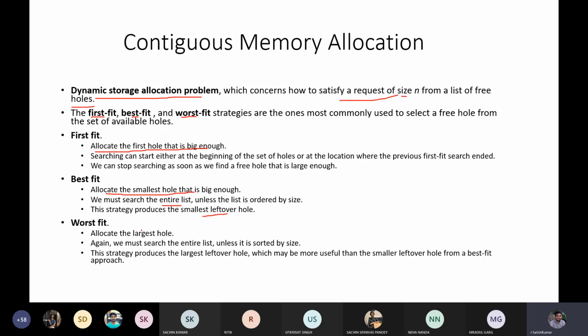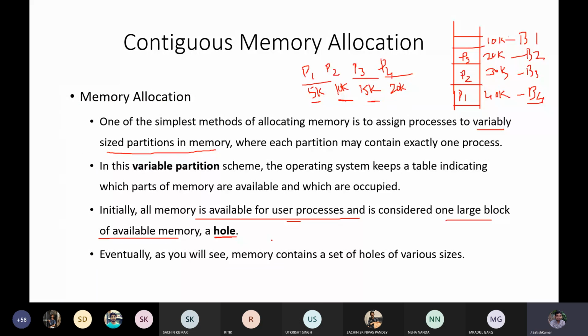In worst fit, it will allocate the largest hole that is available. We must search the entire list again unless it is sorted by size. This strategy produces the largest leftover hole. Suppose P1 takes 5 kilobytes, we allocate it in block 4.